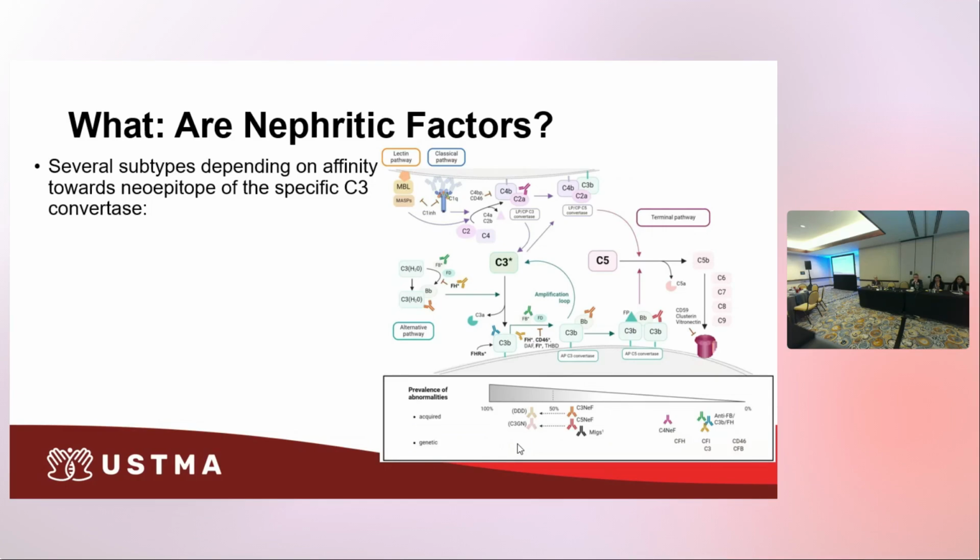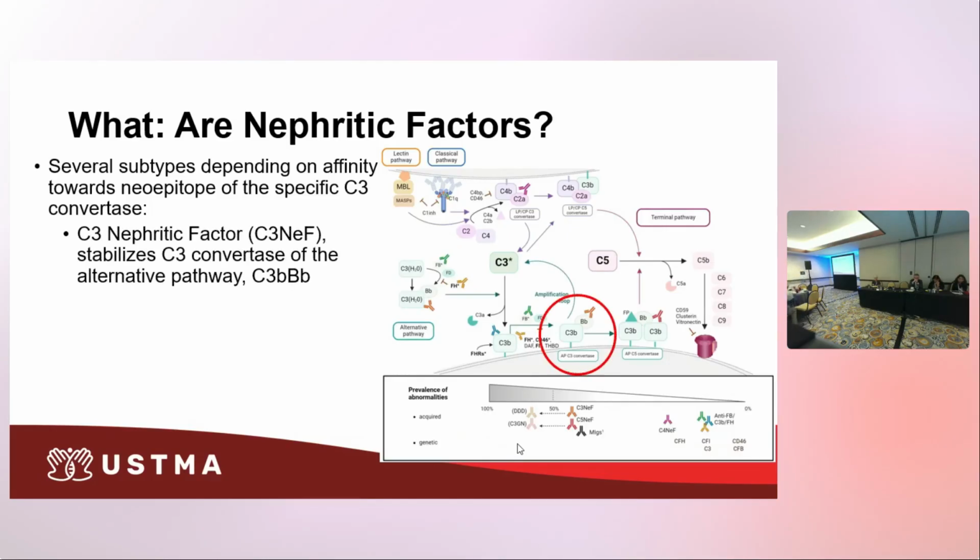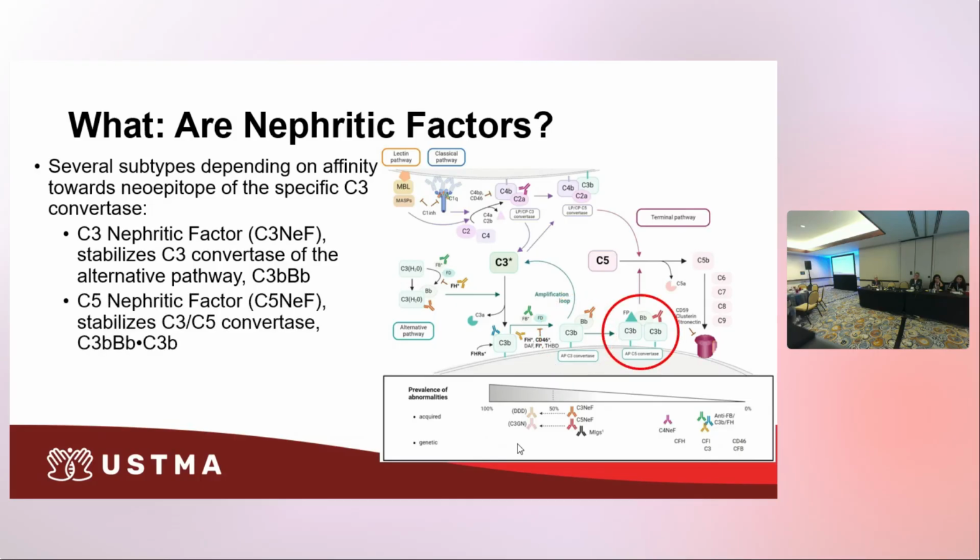This was already introduced to you a few minutes ago by Dr. Sharma, but the C3 nephritic factor, C3NeF, stabilizes specifically the C3 convertase of the alternative pathway, which is C3bBb, and I have that indicated here. The C5 nephritic factor, which has gone by some other names historically, stabilizes both the C3 and C5 convertase, C3bBb, C3b, and this convertase is dependent on the presence of properdin.